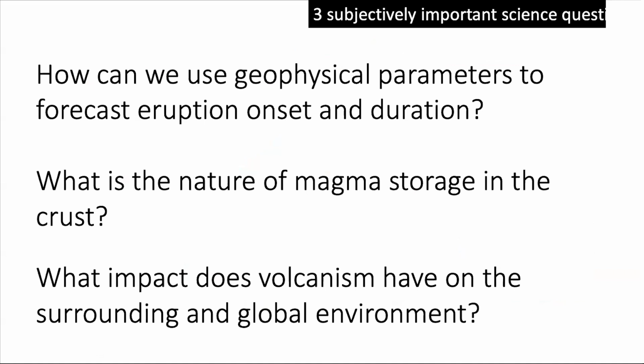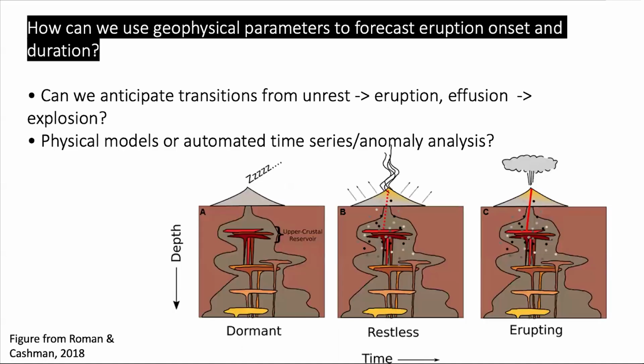So my three subjective questions are: how can we use these sort of geophysical parameters to forecast eruption onset and eruption duration once an eruption's already started? What's the nature of magma storage in the crust? Can we retrieve its properties from satellite-based geophysical measurements? And finally, one that's increasingly important and increasingly accessible using satellite data: what's the impact that volcanism has on the surrounding environment?